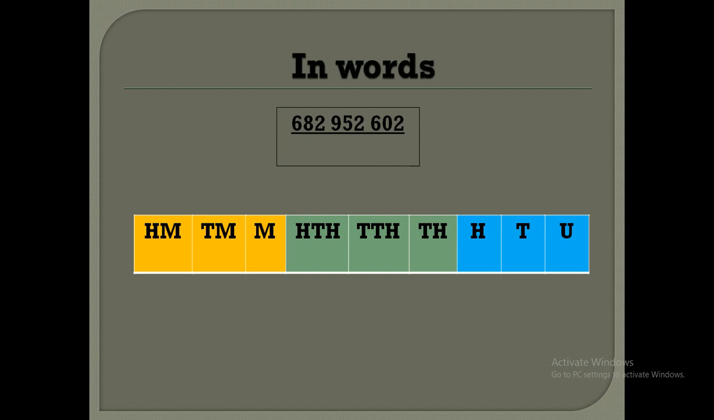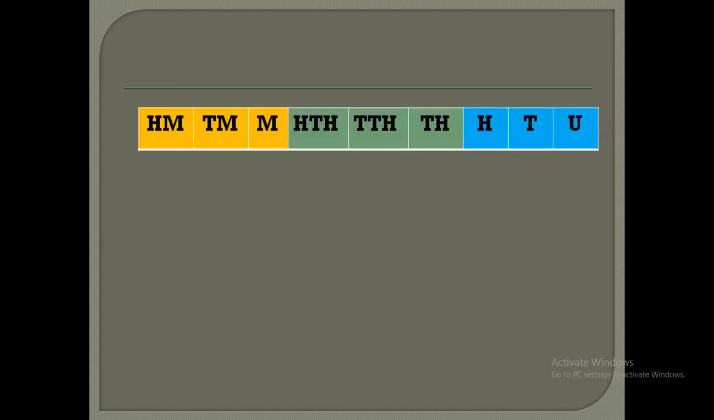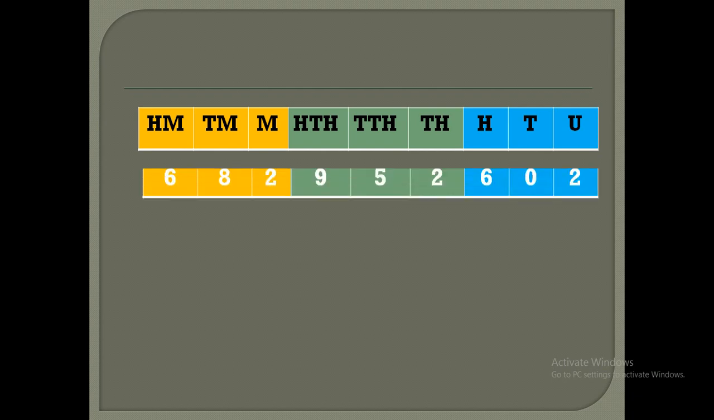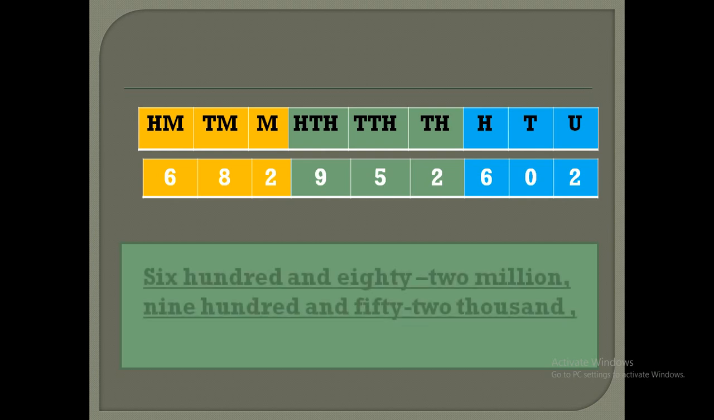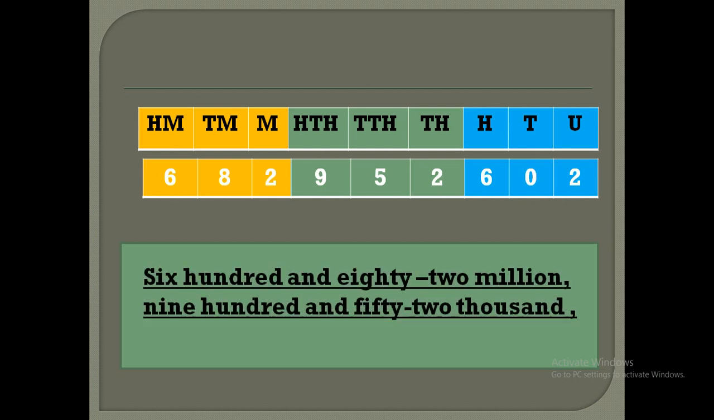And now what will I do? The next step is, after placing the place value chart, I will place all the numbers in their correct places in the place value chart, like that. Now we can easily write the number in words as 682 million 952,602.